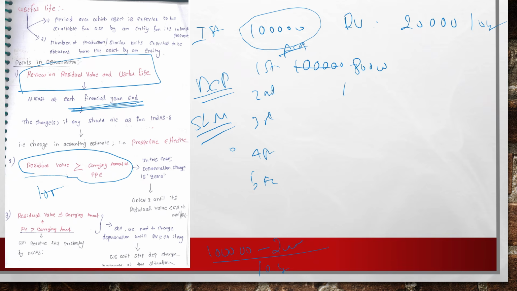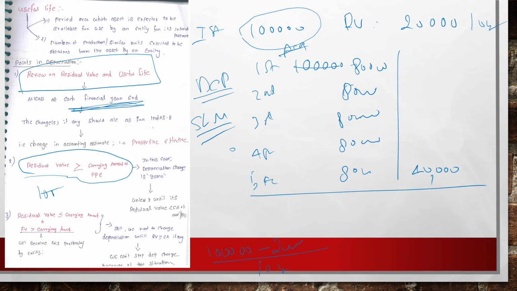In the second year, another 8,000. Third year, another 8,000. Fourth year, another 8,000. Fifth year, another 8,000. So 40,000 till the fifth year. In the sixth year, you revalued your asset. So you assume that your carrying value should be 20,000 only. So you revalued your asset to 20,000. The residual value is also 20,000.